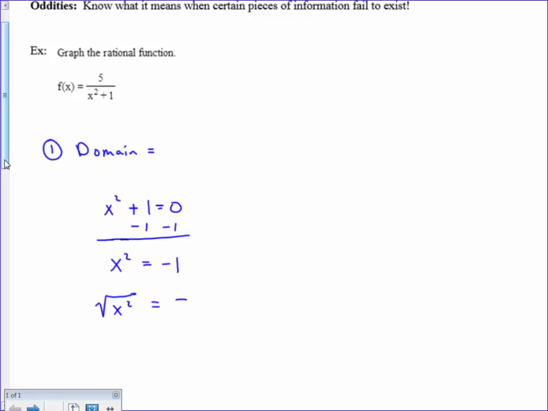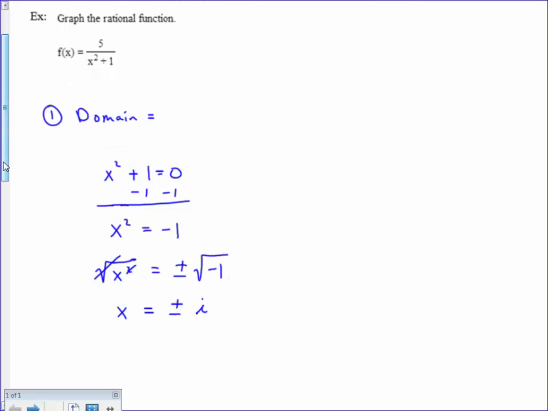And then make sure to remember here, plus or minus square root of negative 1. Here, the root and the square cancel. That leaves me x. And then on the right side, I'd have square root of negative 1. Square root of negative 1 is i. So I end up with x equaling plus or minus i. Well, that's an imaginary kind of solution. So I'm going to say here this is a non-real result, and that's a problem.